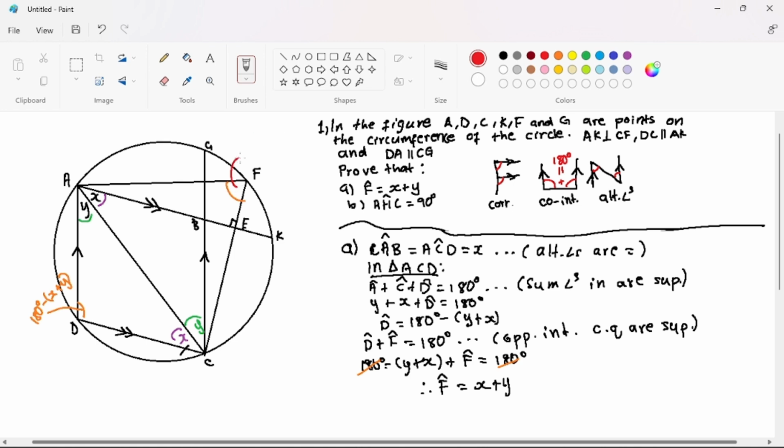I always encourage my students that if you couldn't prove the first question, that doesn't stop you from inserting that value on your diagram and attempting to solve the following question. So let's go to our next question.